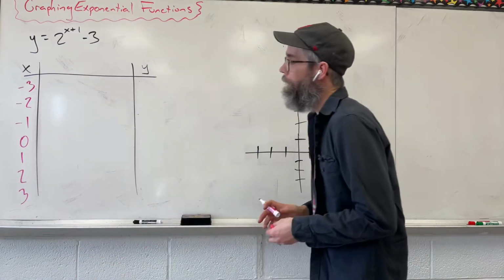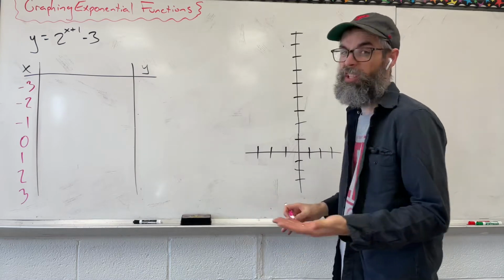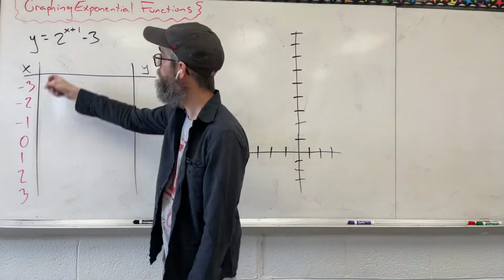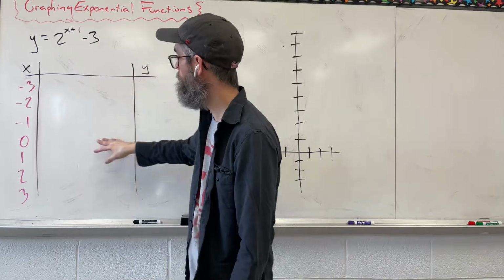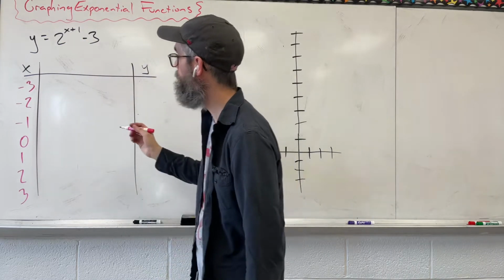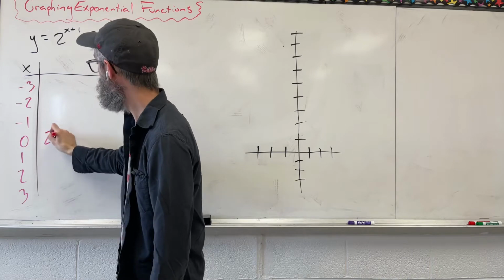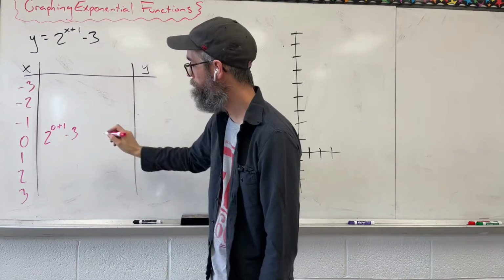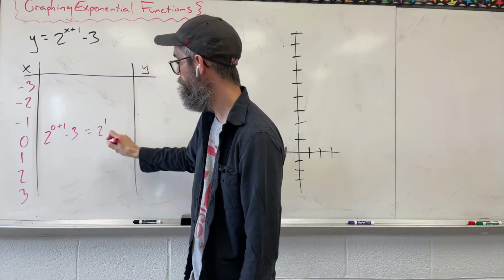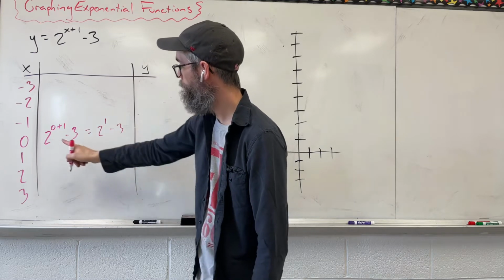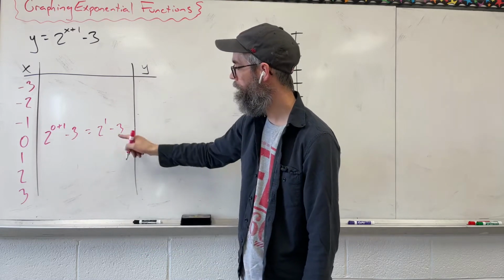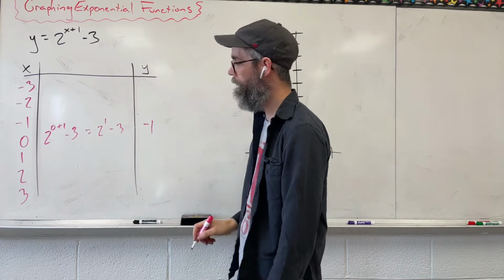All right. I always like starting with 0 just because it kind of makes things a little easier. So we're going to plug 0 in up here, and we're going to show some work in here, and then find the matching y out there. So we're going to say 2 to the 0 plus 1 minus 3. Now what this really says is 2 to the first power minus 3. So we're just adding our exponents together. 2 minus 3 gives us negative 1.